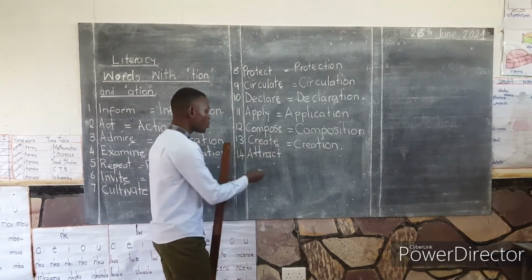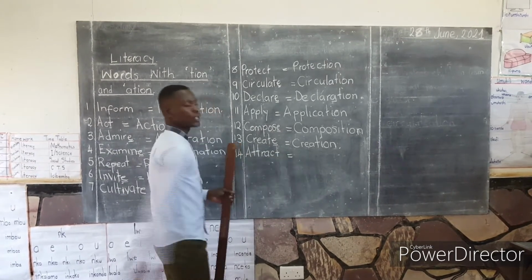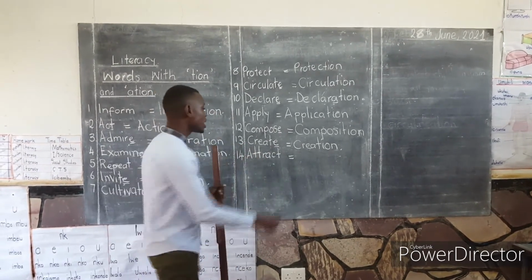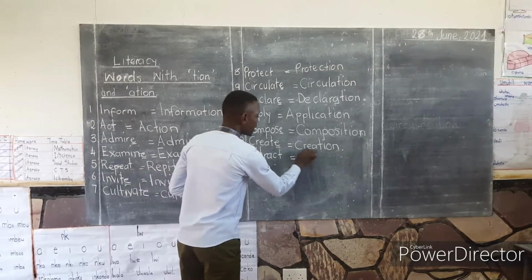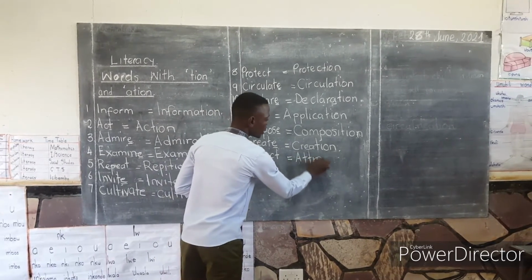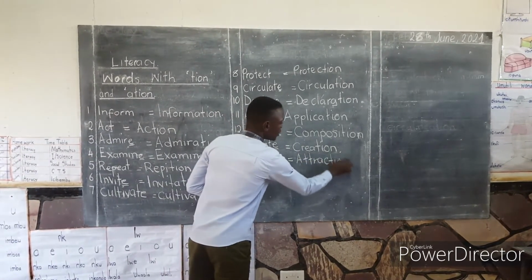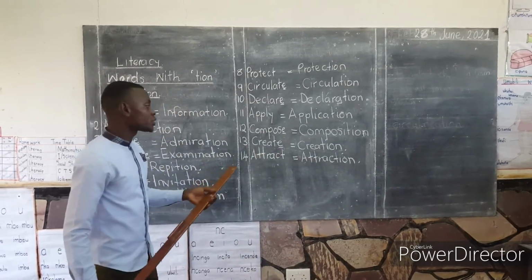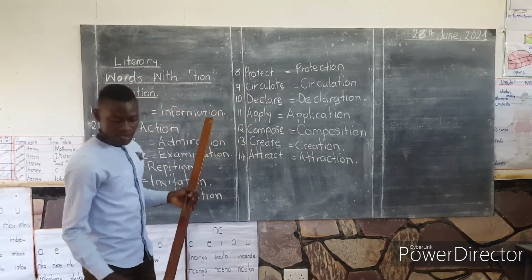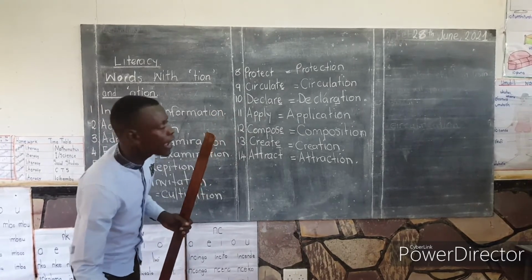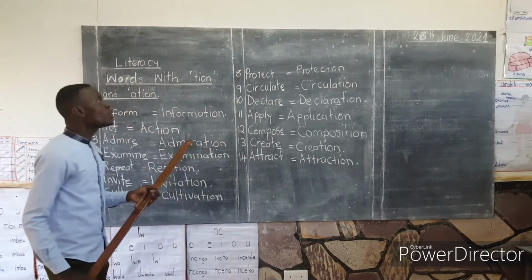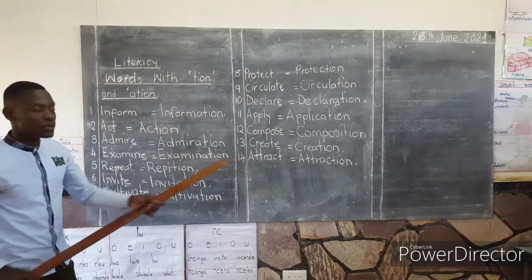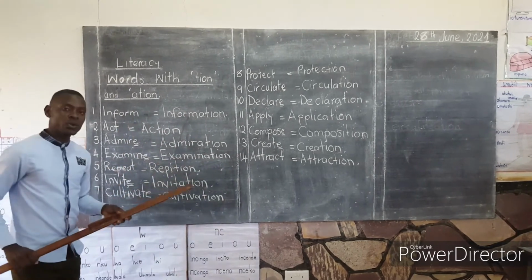So the last word is attract. To form a noun from this word, you say attraction. Attraction. So this word becomes attraction. So these are some of the words I prepared so that we know how to form nouns from the verbs that we were given.